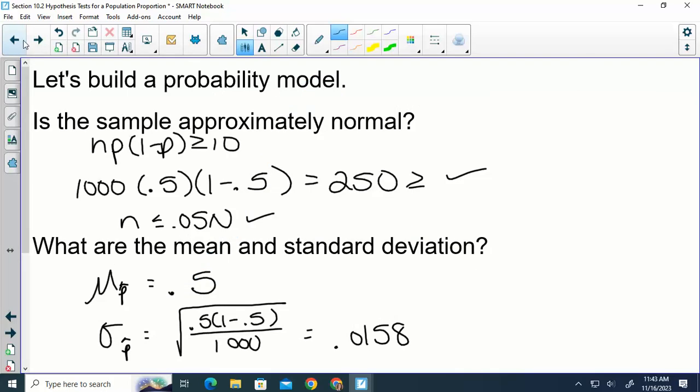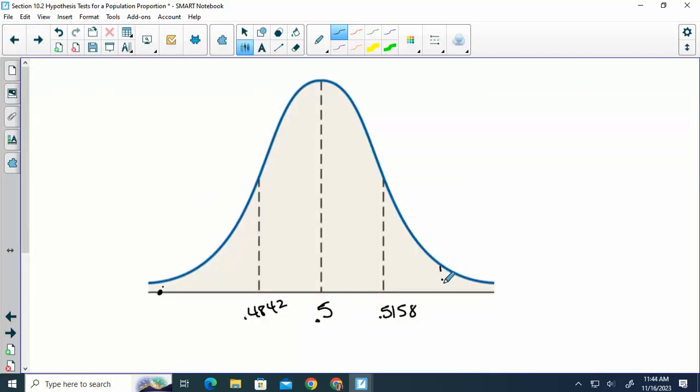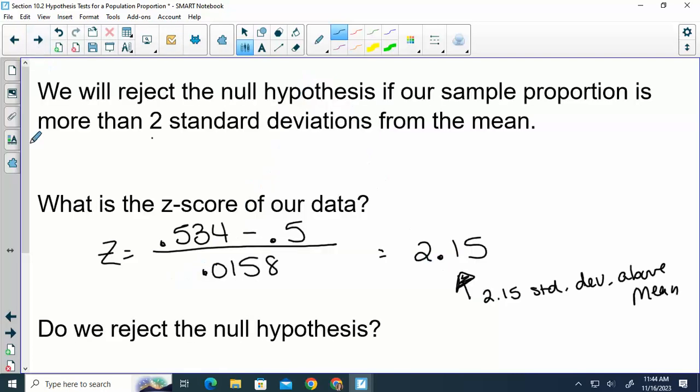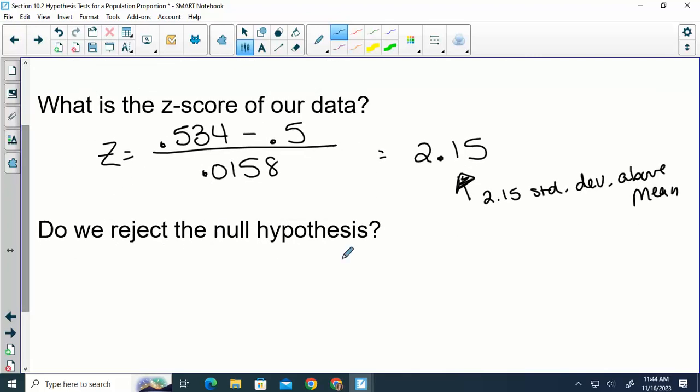Here is the center. We're all the way over here. So, would that be unusual? Yes. Yes. So, because that is unusual, we reject the null hypothesis.